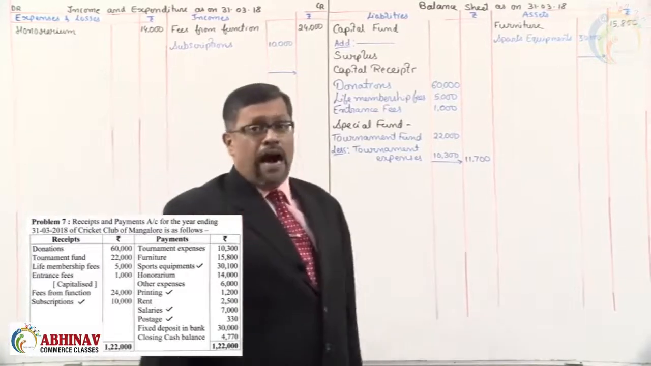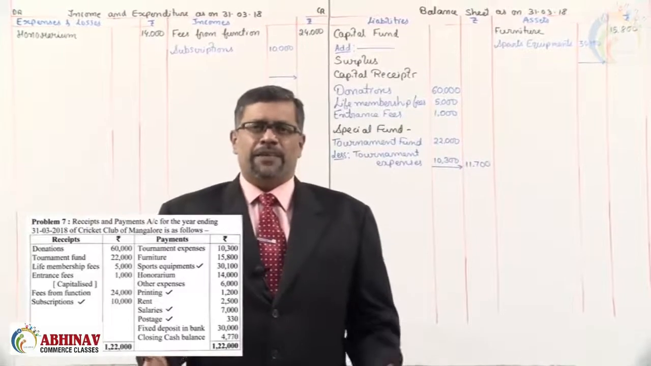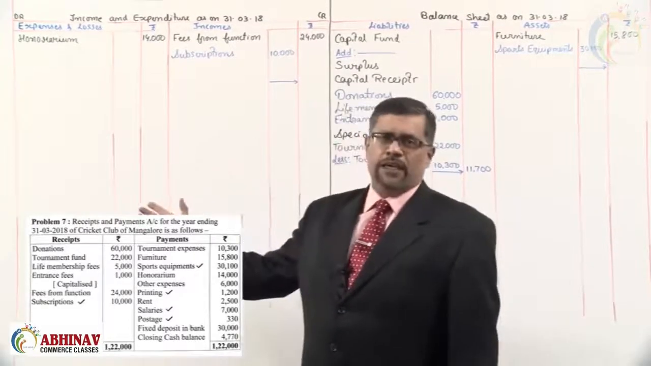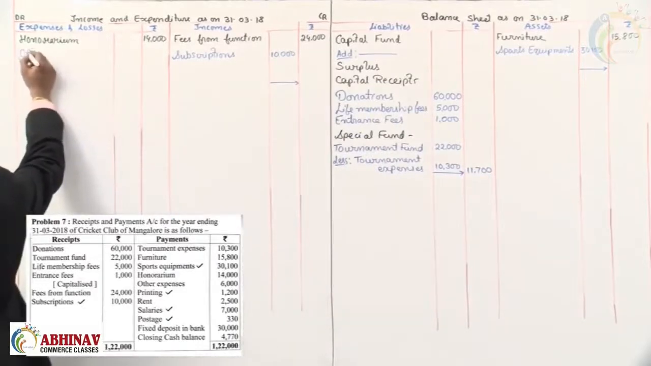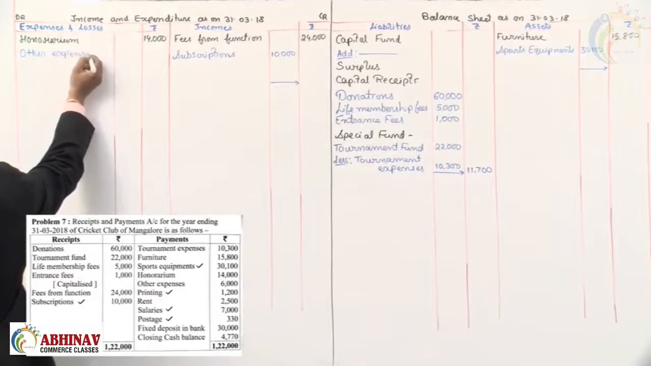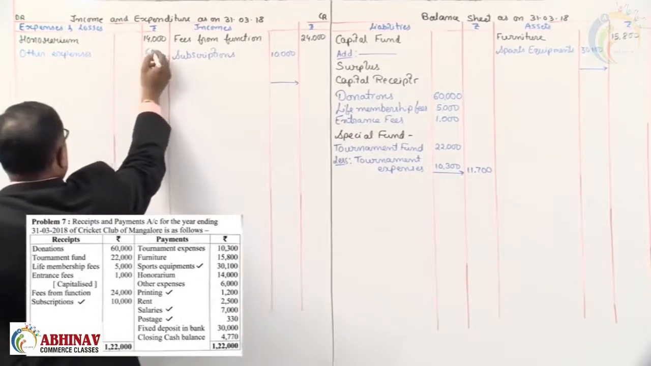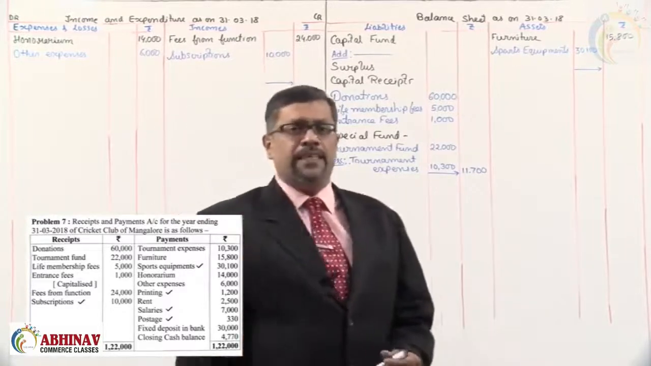Next, other expenses 6,000. Other expenses are nothing but revenue. Do we have a tick mark against it? No tick mark. We'll put that in the outer column. Other expenses rupees 6,000. Followed by the next, printing.